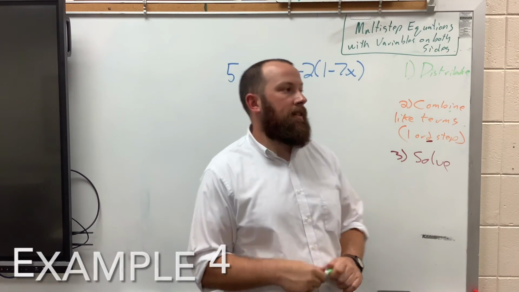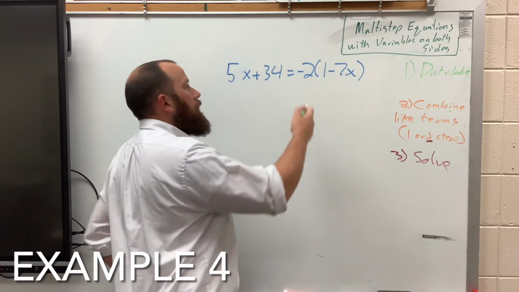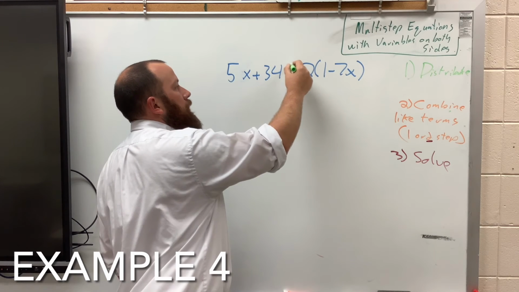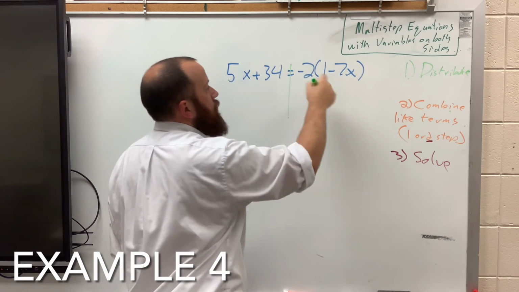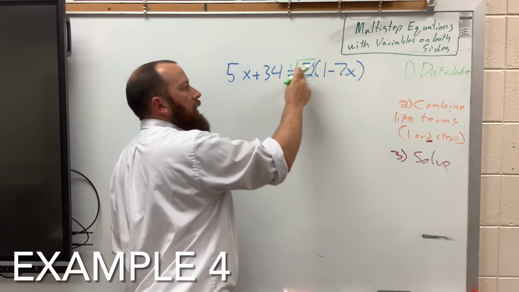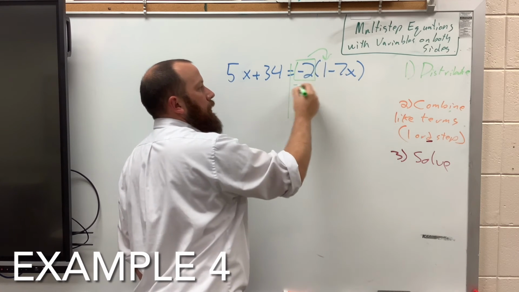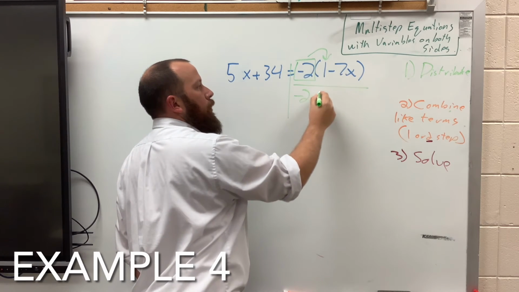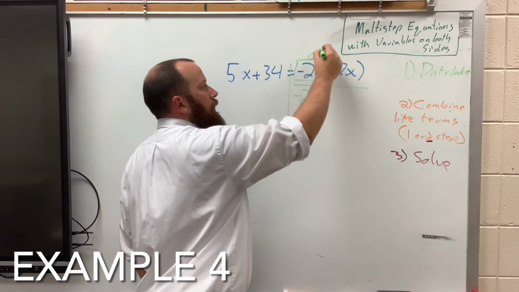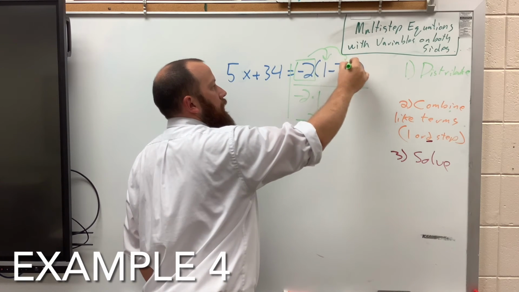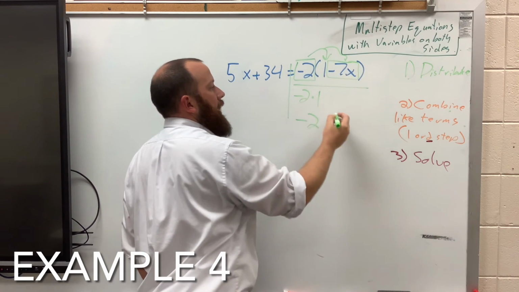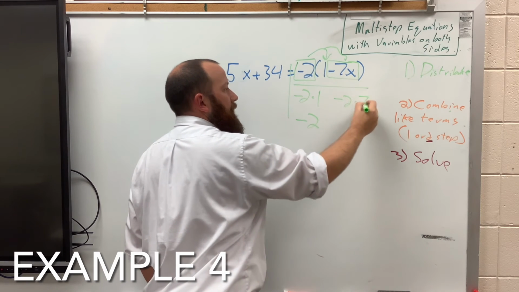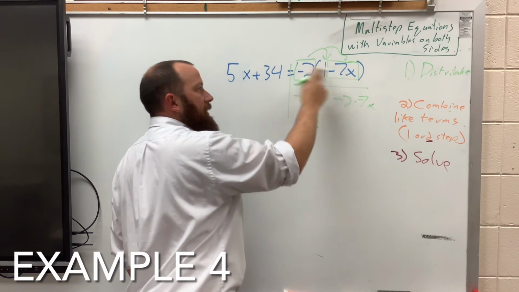All right, so this is our last example. This is a combination of all of it. First thing I'm looking to do is distribute, and I can distribute. Don't forget to put that negative with the 2 when you distribute. So I get -2 times 1, which gives me -2. Then -2 times -7x. Don't forget the negatives.